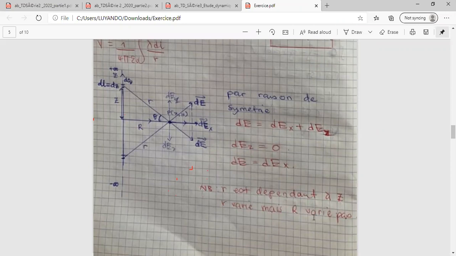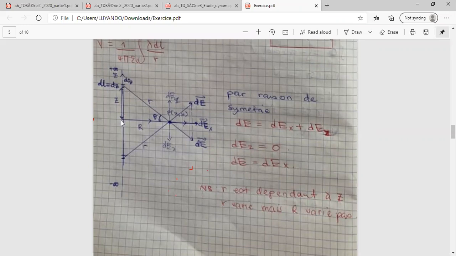So we're saying R is dependent on Z. If I choose a segment, this is a Y, it's going to infinity. If I chose my segment to be here, my R is going to be different. So my R is dependent upon my Z. This is what this NB is trying to say here.